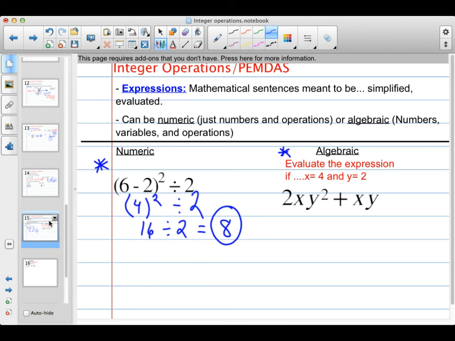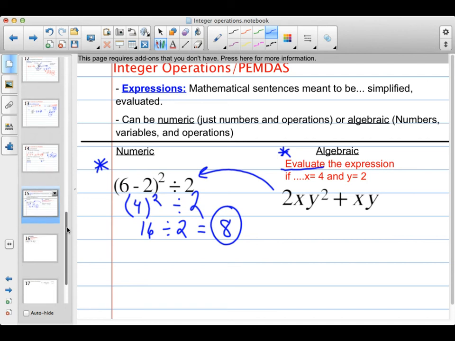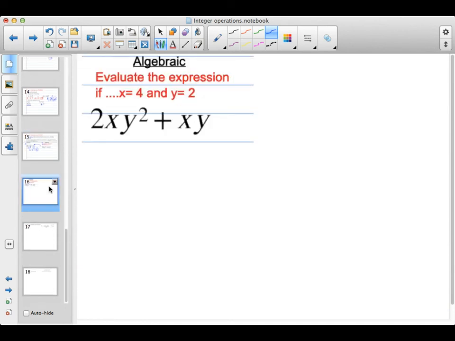Now the algebraic expression, notice the difference. We've now got variables, x's and y's, as opposed to just numbers. When we ask you to evaluate the expression, all we're saying is turn this into something that looks more like that, one with numbers. Plug the values in and simplify the expression you have. So we're going to do that here: 2xy to the second power plus xy. Let's replace x with 4 and y with 2 and see what we get for our answer.